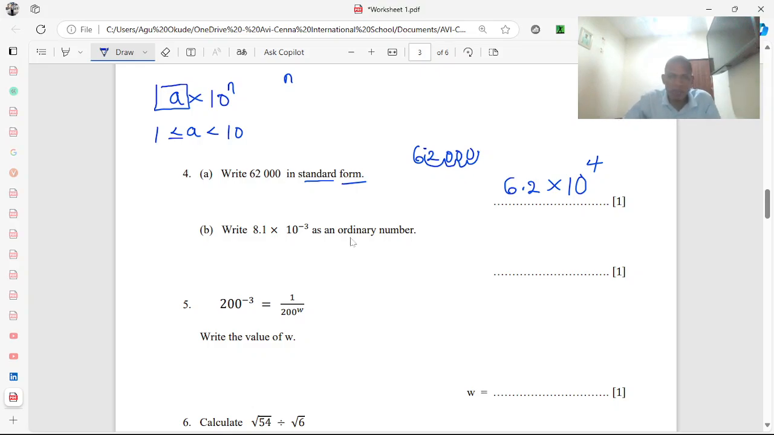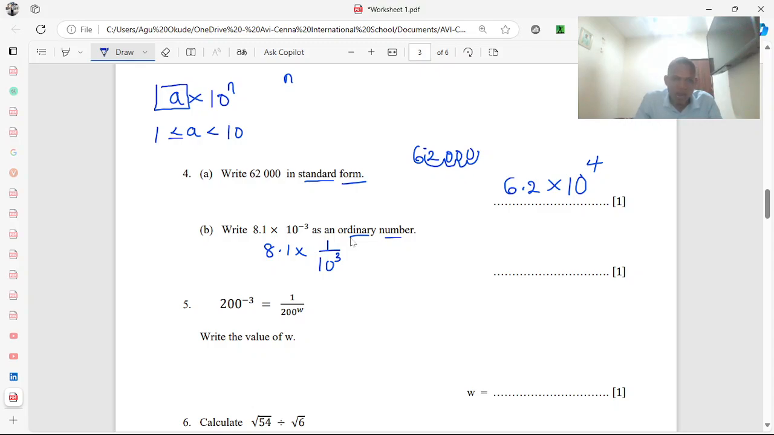Then B says write 8.1 times 10 to the power of negative 3 as an ordinary number. This number is already written in standard form, so we are just to express it as an ordinary number. If you have this, what you can do is this: I have 8.1 times 1 over 10 to the power of 3.